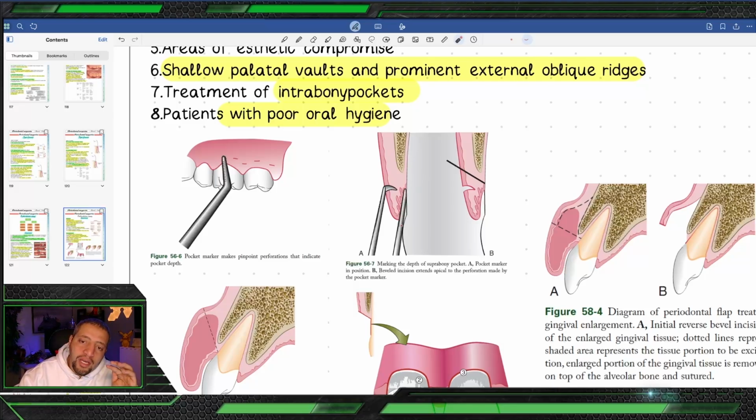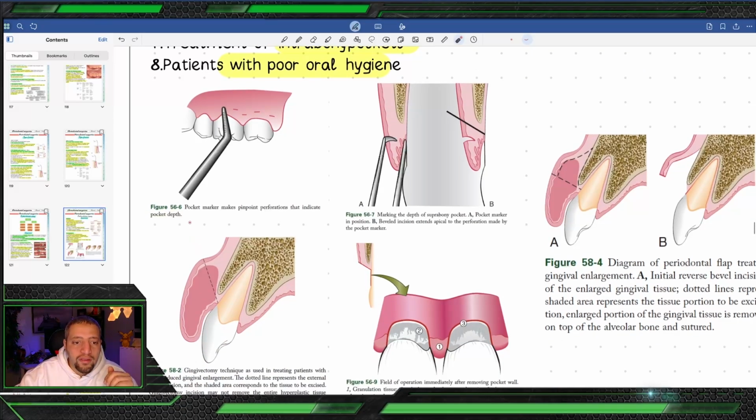It goes inside the pocket and marks where we are going to cut on the outer side. So you make 3 marks: mesial, buccal, distal. Then you start with an external bevel incision, and you throw all this gum to the garbage, and then you do a periodontal dressing, as you can see here, because you have an exposed part.